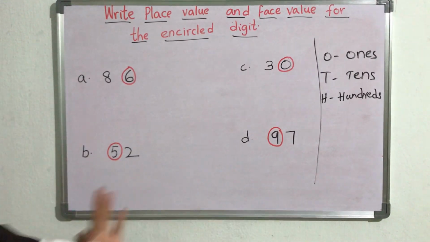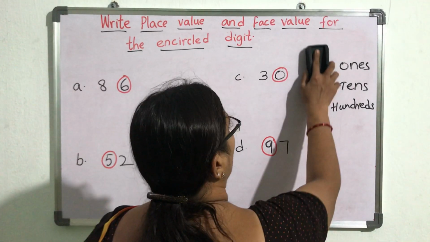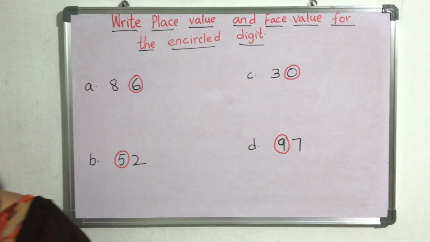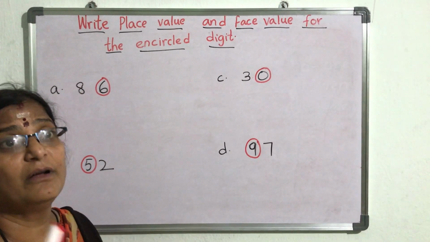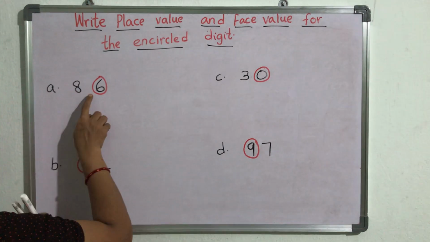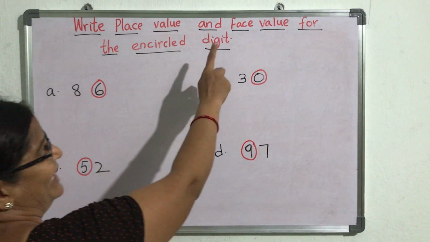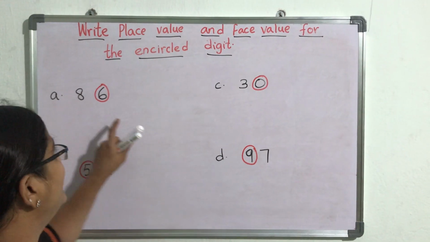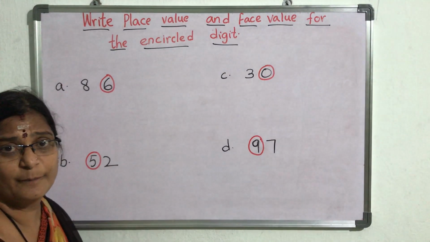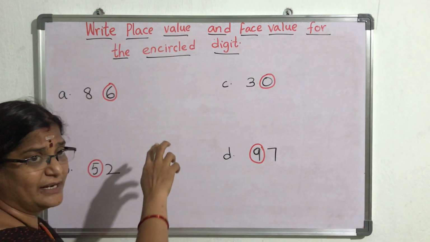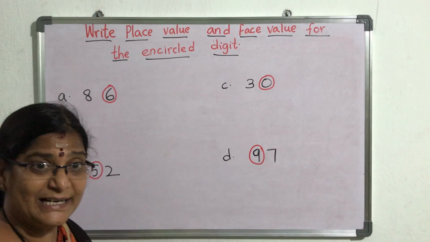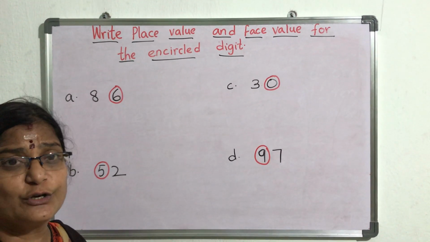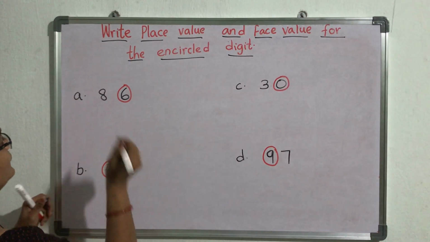Now I will tell you some examples. You have to write them in your notebook. Now write the place value and face value for the encircled number. Encircled number means the one which I have circled. Got it? For that number only, you should write in which place it is, and you should also write what its face value is.